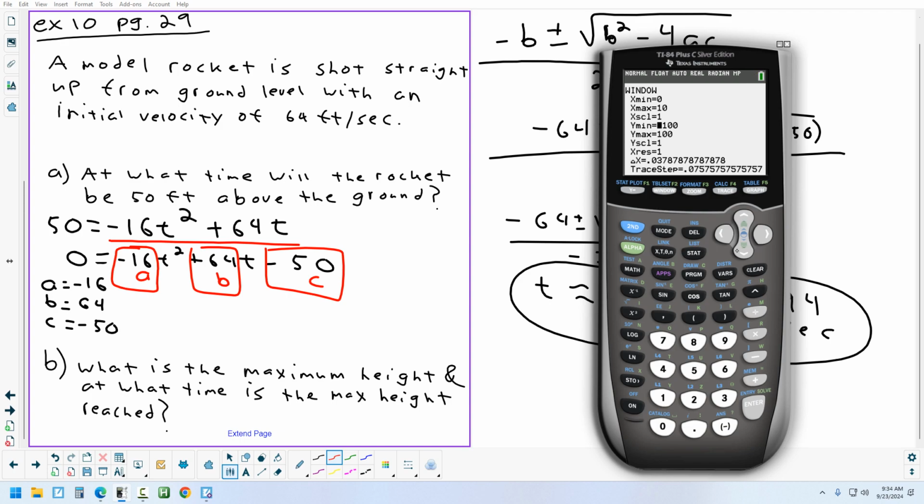Y is the height of the object. Could the height of this object be negative 100 feet? No. What's the lowest the height could be? 0, because it was from ground level. So the lowest it can go is to come back on the ground. How high does it go? I don't know. I'm just going to guess 100 feet. If it goes higher, well, I'll look at it. It actually looks like it comes back down to the ground in 4 seconds.